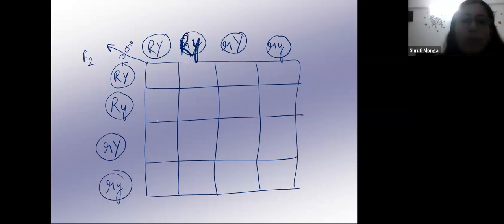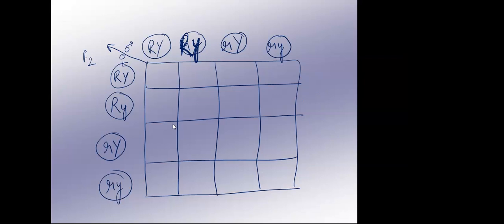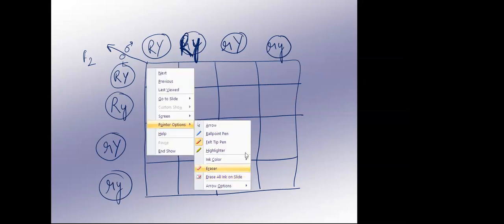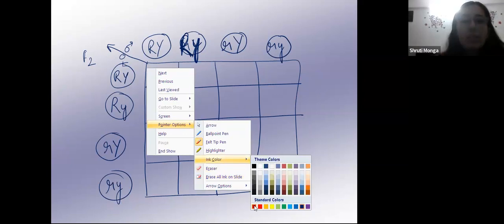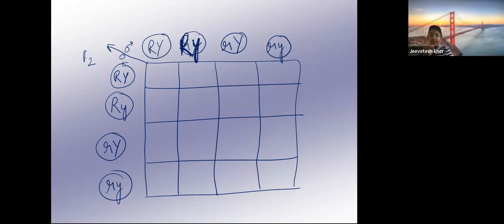Now, you will help me fill this Punnett square. Yes. Okay. So, whoever wants to volunteer, come on, tell me, what should I write in the first box? First box it will be RR. Like both the R's are capitals and both the Y's are caps.